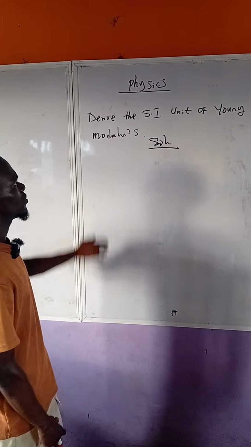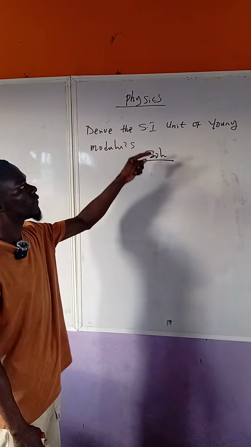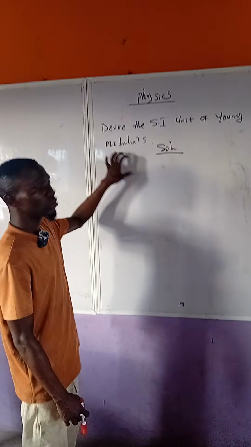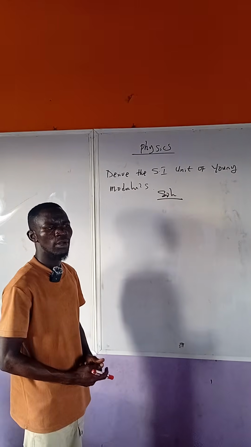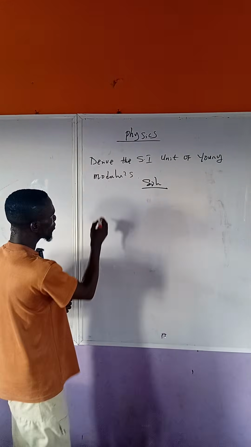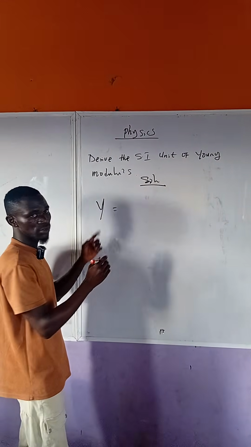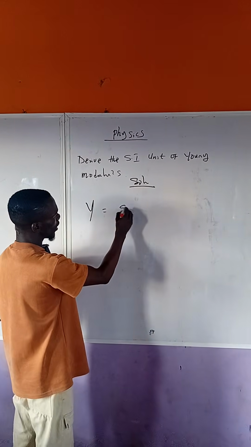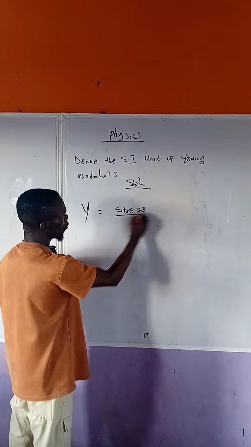We have to derive the SI units for the Young modulus. Always remember your formula for Young modulus. If you don't know it, write it somewhere now. Young modulus is equal to stress over strain.